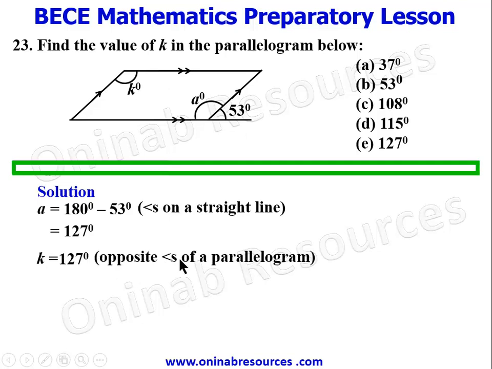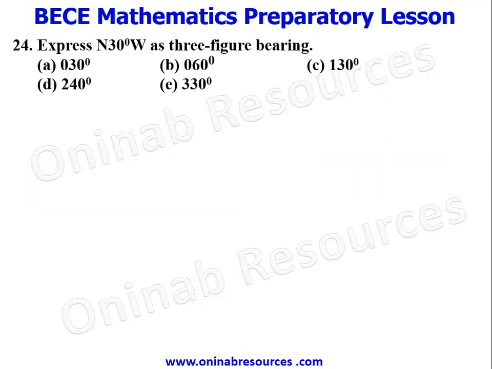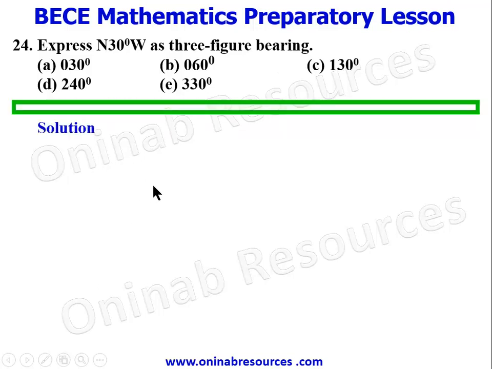The reason being opposite angles of a parallelogram, and that gives option E, which brought the solution to the problem to an end. We go to problem 24. For problem 24, we have to express north 30 degrees west as 3-figure bearing. North 30 degrees west as 3-figure bearing. We need to sketch this. So we have our 4 cardinal points.